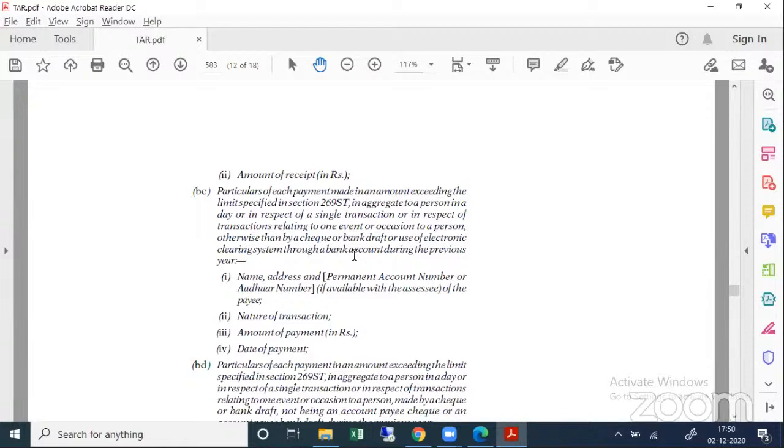Suppose I'm taking an example. Suppose an assessee took rupees 3 lakh in loan, and 3.36 lakh was repaid with interest, but all of it was in cash.